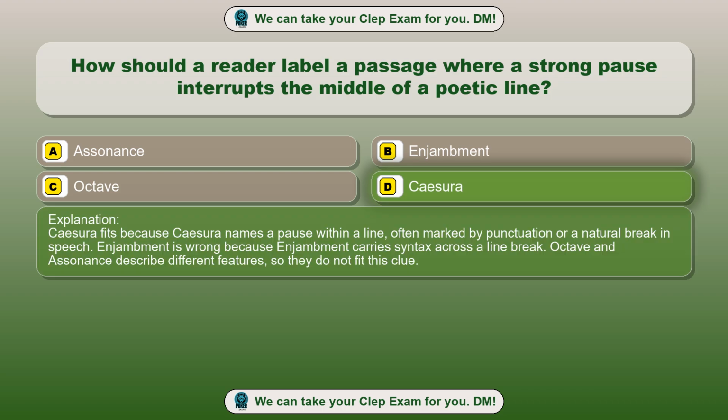Caesura. Caesura fits because caesura names a pause within a line, often marked by punctuation or a natural break in speech. Enjambment is wrong because enjambment carries syntax across a line break. Octave and assonance describe different features, so they do not fit this clue.